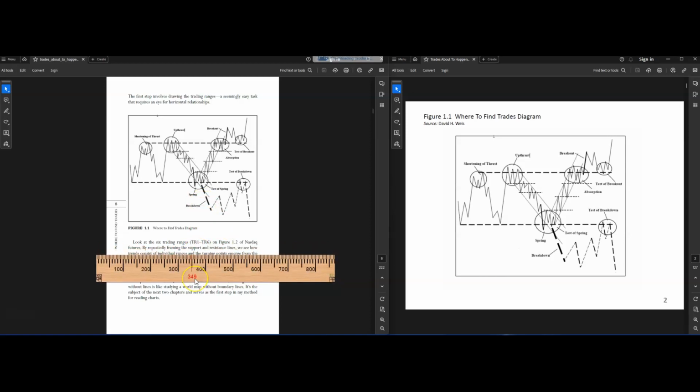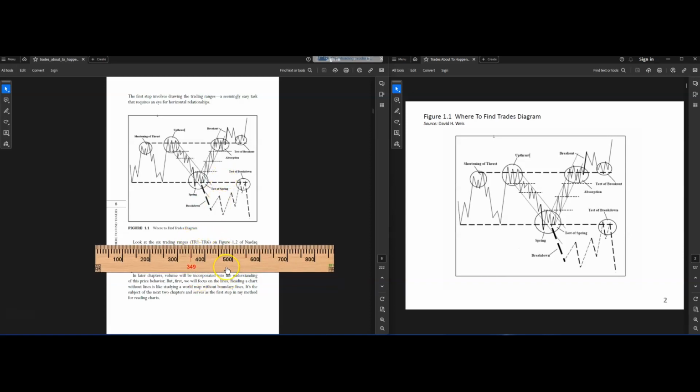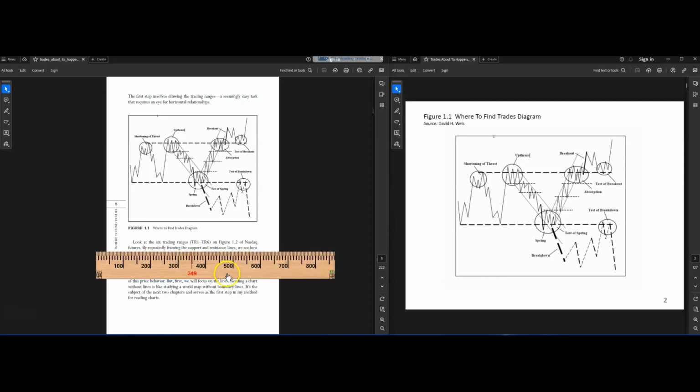And there's many reasons, because there's a lot of alternatives and a lot of noise, a lot of methodologies, and a lot of marketing. But I'm just showing you what this is, this is like the 101, you know, drawing the support resistance. Anyway, look at the 6 trading ranges.